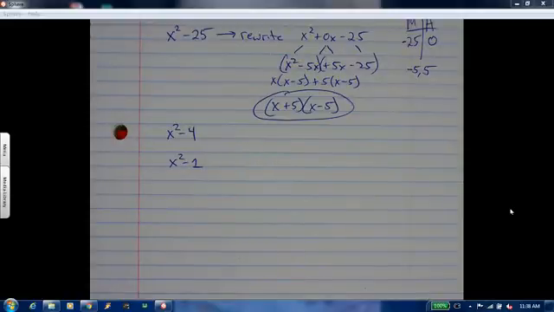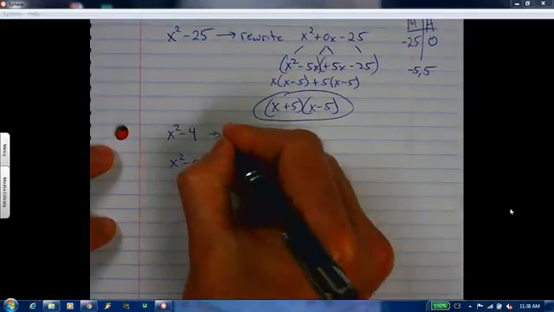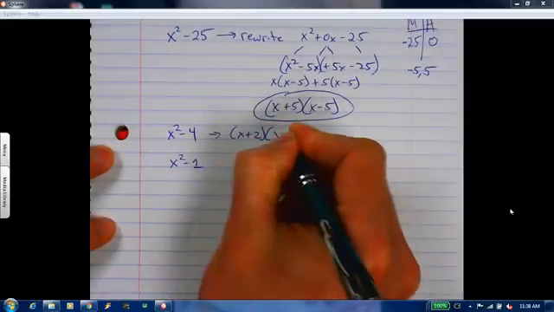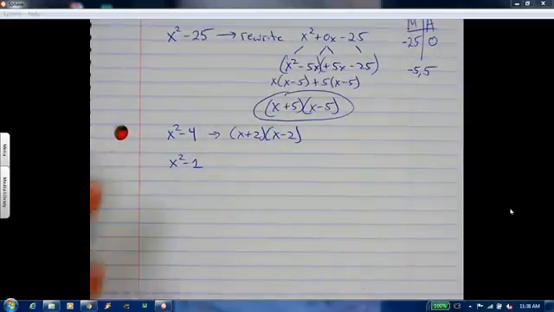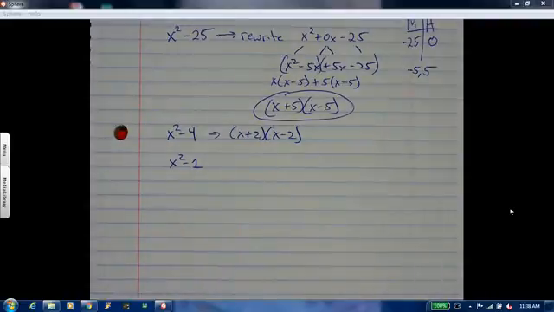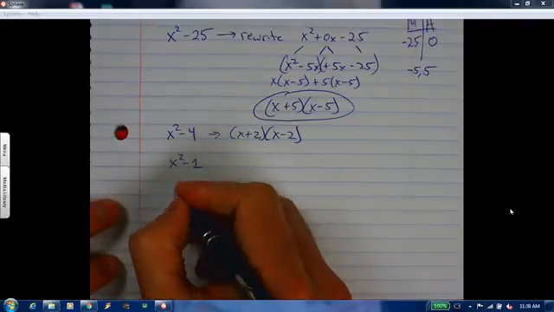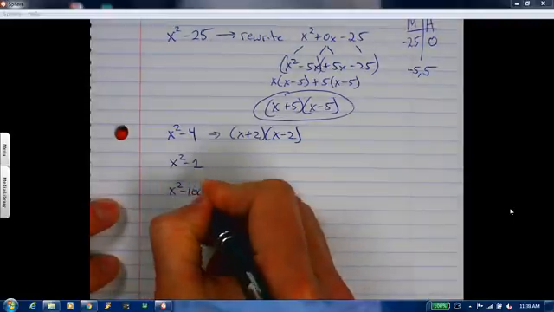Yeah, you got that. The second one, you should get x plus 2, x minus 2. I think that's all of yours. Or how about x squared minus 100?